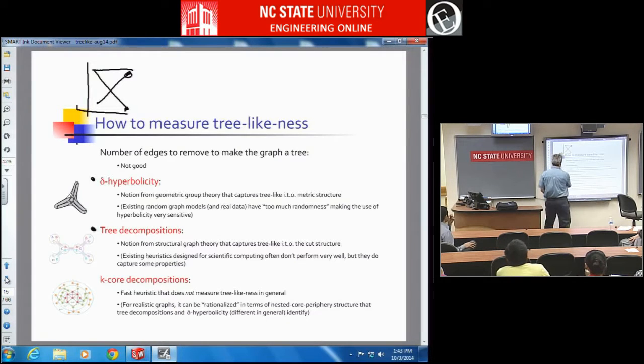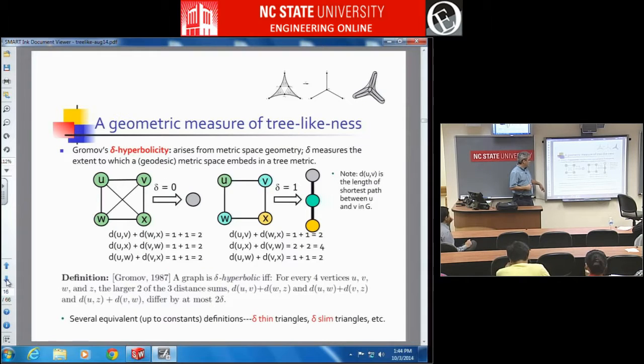We're also going to talk about something like K-core decompositions. This does not capture tree-like structure in general graphs. It'll turn out that these two very different notions of tree-likeness actually capture very similar structures in real graphs that correlate strongly with K-core decompositions.